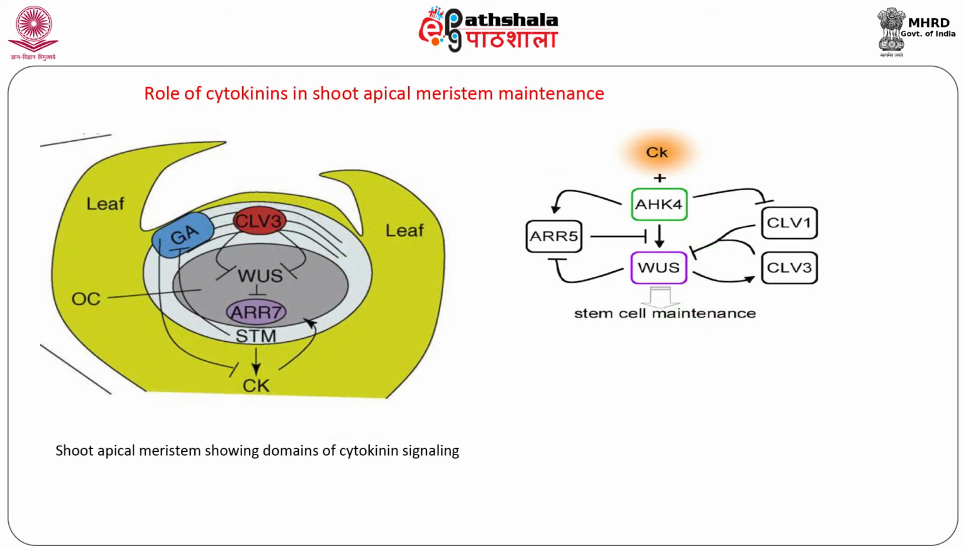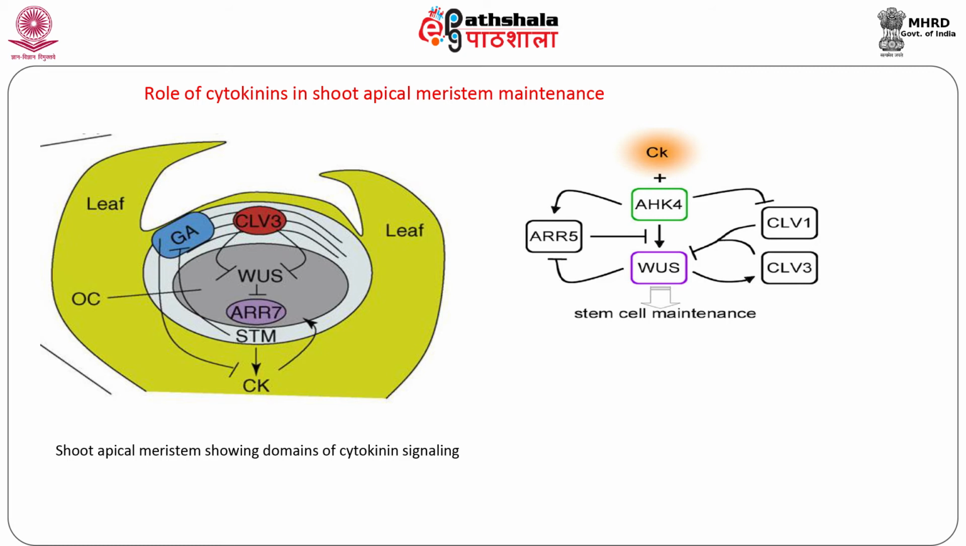Cytokinins also have an important role in shoot apical meristem maintenance. By regulating the cell cycle and promoting cell division, cytokinins play an important role in forming and maintaining function of the shoot apical meristem. Through phosphorylation, cytokinin brings about transcriptional regulation of the Wuschel gene that is expressed in the organizing center of the shoot apical meristem.